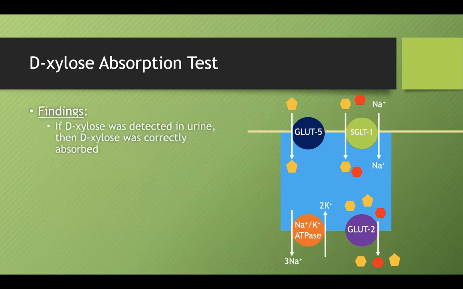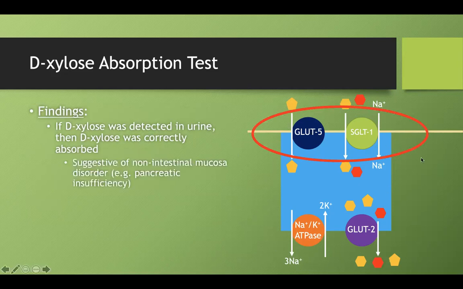And how you interpret the results, if d-xylose was detected in your urine, then that means this d-xylose molecule went from the lumen of your intestine into the intestinal mucosa and out into the bloodstream, and that would ultimately be excreted and you'll see that in the urine. So if you have d-xylose detected, that means d-xylose was absorbed appropriately, which means this whole section here is working. This whole cell, in fact, is all working. And so if you know this intestinal cell is working, that should point you in the direction that, okay, maybe the intestine isn't the problem. So that suggests that it could be something like pancreatic insufficiency that may be causing some sort of malabsorptive pattern for other compounds.